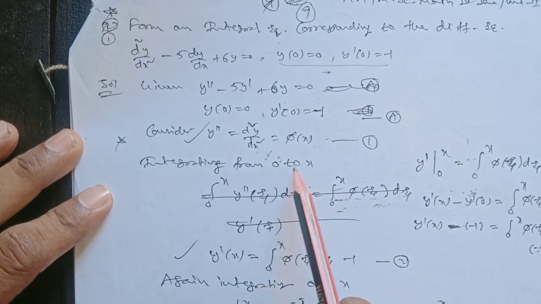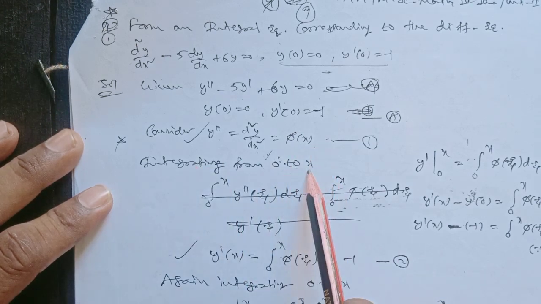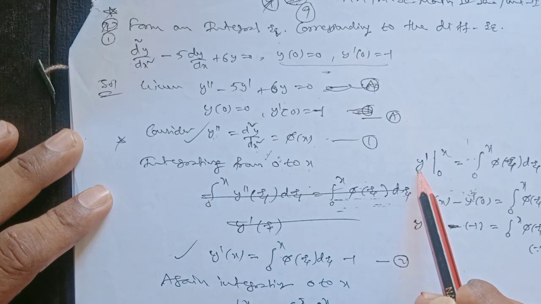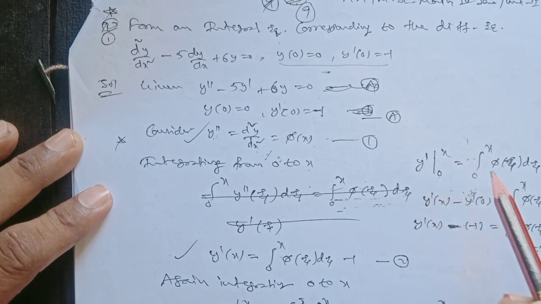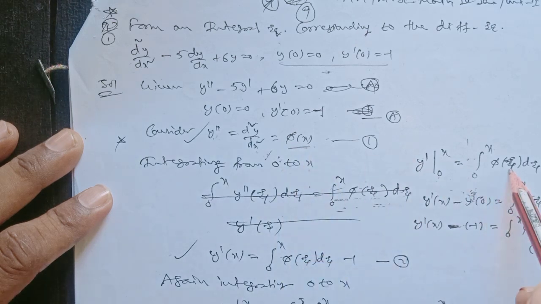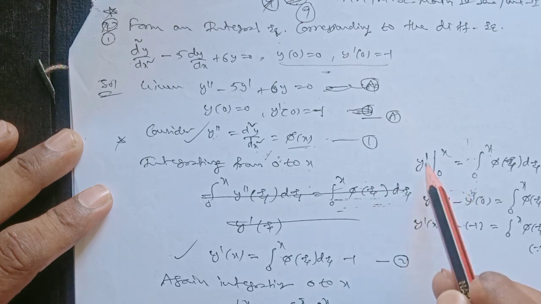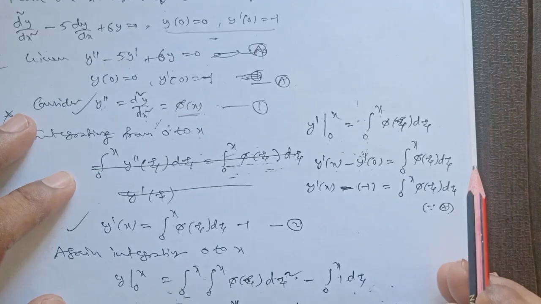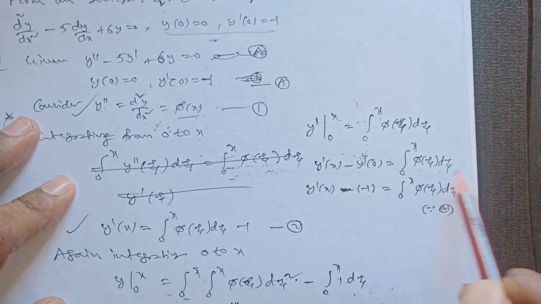Now integrating this with respect to x, taking the limits 0 to x, integrating y double dash, one time the derivative cancels. Then we get y dash within the limits 0 to x. The right hand side is integral 0 to x phi of x dx, and we can write it as phi of xi dxi, because of the dummy variable property. So y dash of upper limit x minus y dash of lower limit 0. We get right hand side integral 0 to x phi of xi dxi.